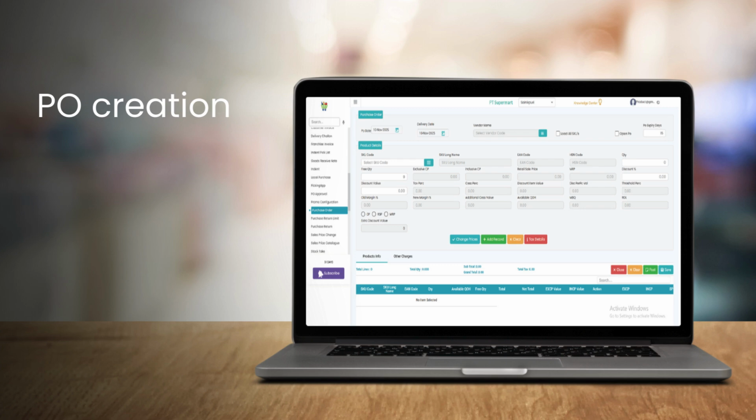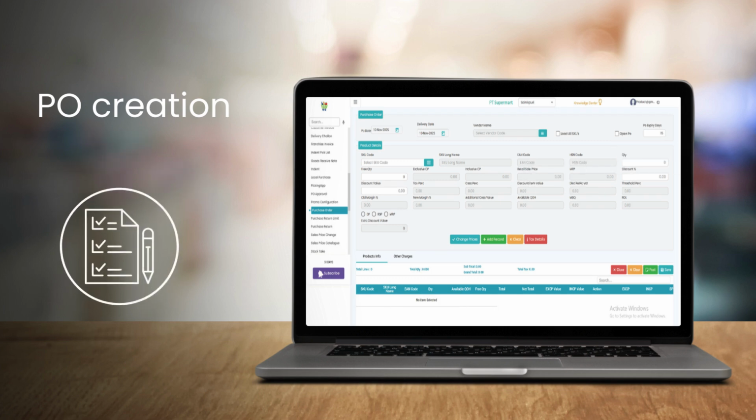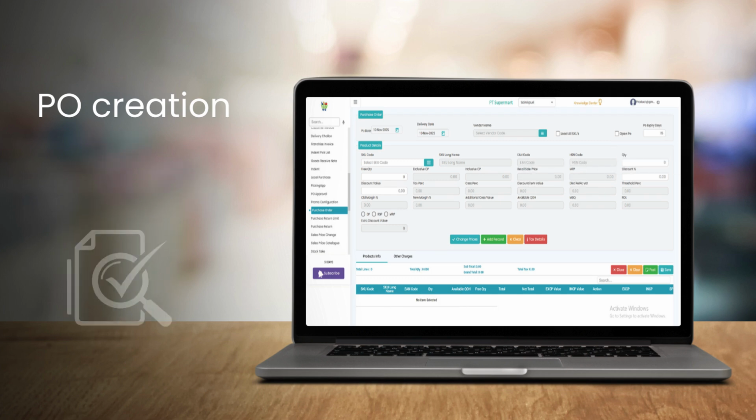A purchase order is the starting point. It's a formal request sent to suppliers for the goods you need. It defines items, quantities, prices, and delivery terms. Every shipment begins with a PO, and every verification depends on it.